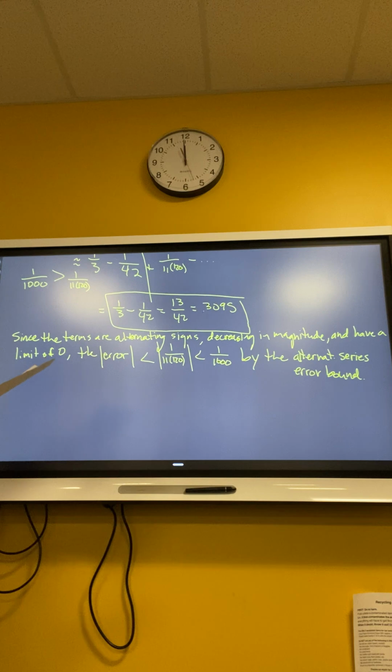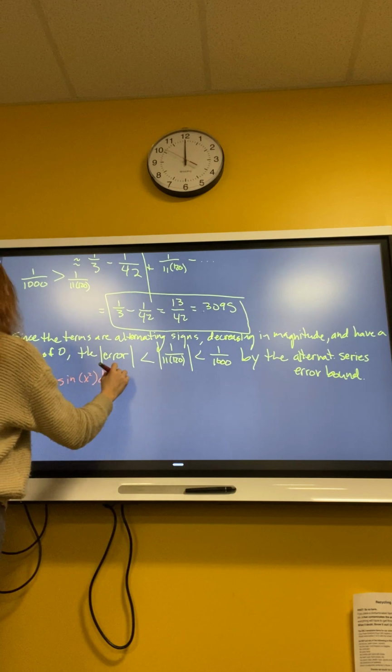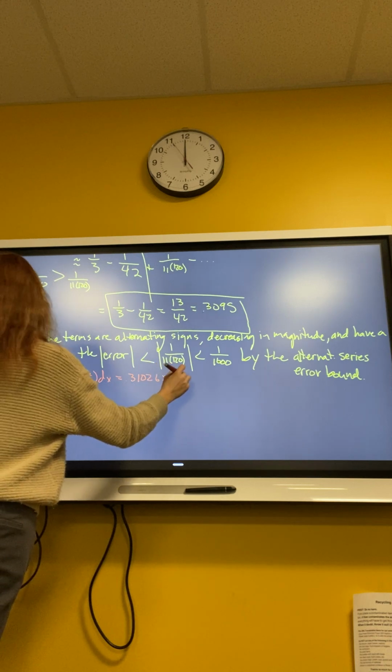Use your calculator to find the actual error. So again, we'll plug in the integral from 0 to 1 of sine x squared into our calculator, see what that gives us, and then we'll subtract that from our estimate, or subtract the estimate from that, either way. So when you plug it into your calculator, this gives you 0.3102683.